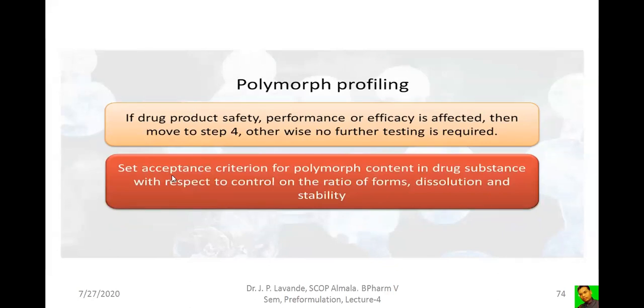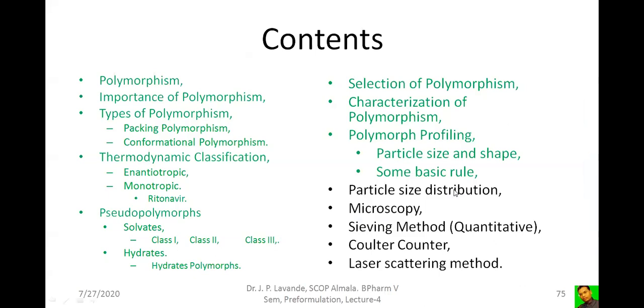So what is step 4? Step 4 is to set the acceptance criterion of the polymorph content in the drug substance, with respect to control of the ratio of forms, dissolution, and stability. So that leads to the characterization and profiling of the polymorphs.